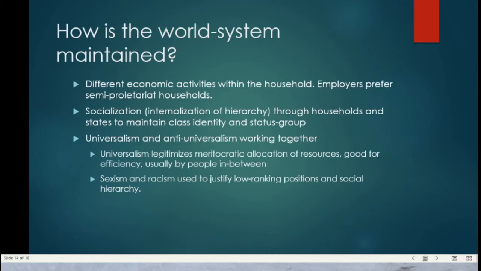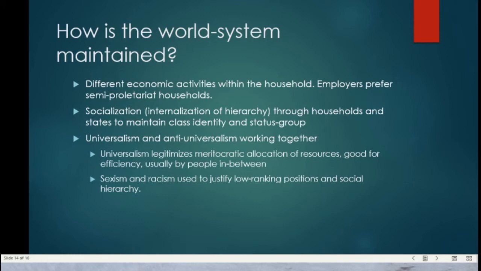So universalism means the application of the same, fair rules to everybody involved in economic activities. Usually people in the middle, who are not the highest class or the lowest class, are the ones who advocate for universalism, to ensure that there is a fair amount of chances for them to get meritocratic rewards and allocation of resources. This is also generally good for efficiency. So universalism has been used to legitimize the world system.